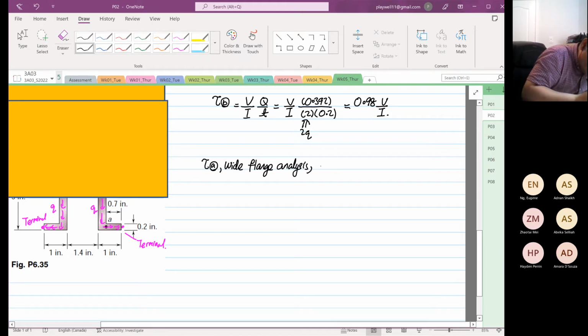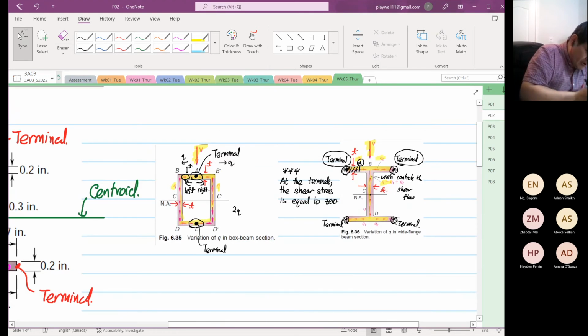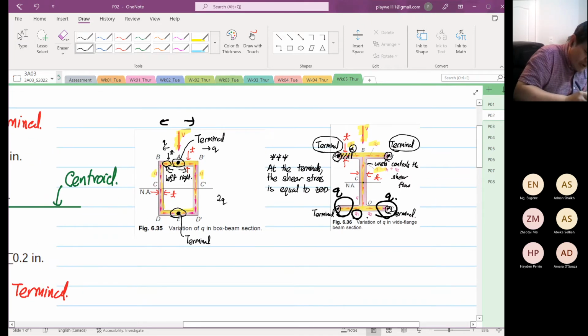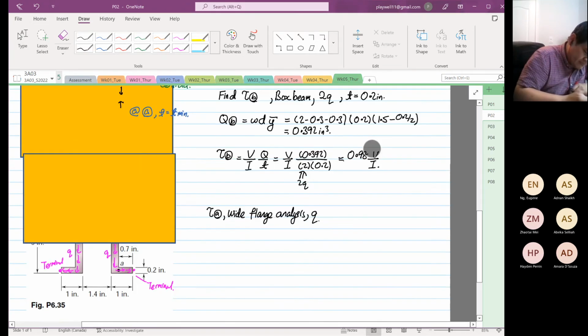Because it's a white flange, we're only going to consider Q. Okay, box beam is 2Q, right? You look at down here, box beam, you have a terminal, one Q go towards the left, the other Q go towards the right, that's why it's 2Q. Whereas this white flange, if you look at this section, you only have Q on the right hand side, you also have Q. They are independent. That's why if you look at the textbook properly, they call it Q1 and Q2. Okay, they're independent.